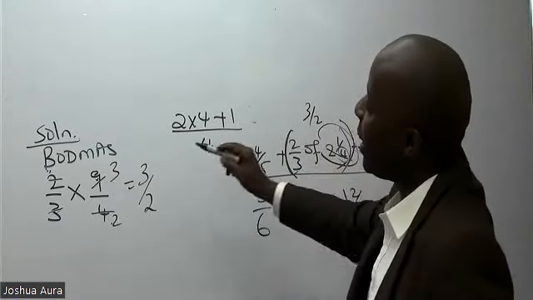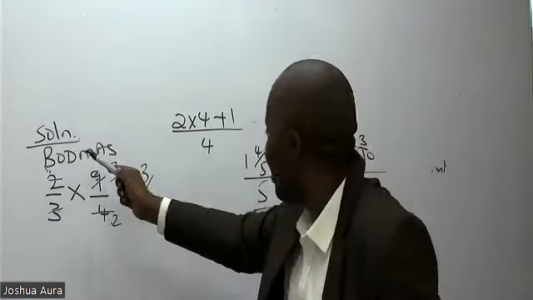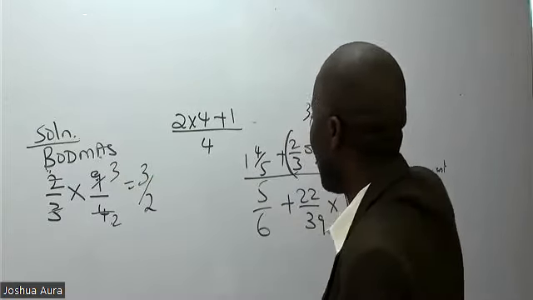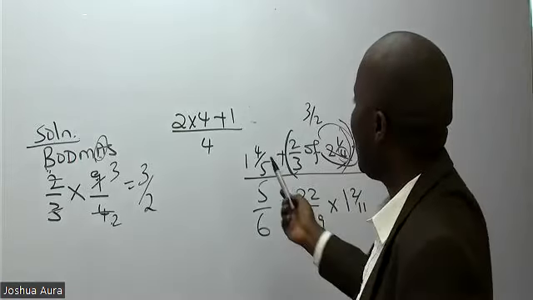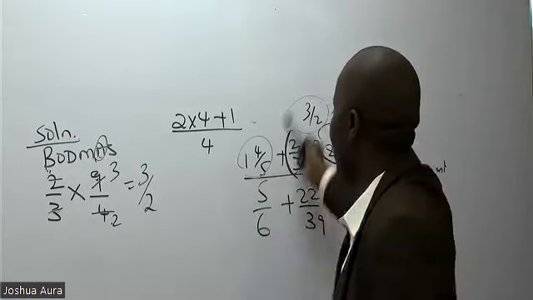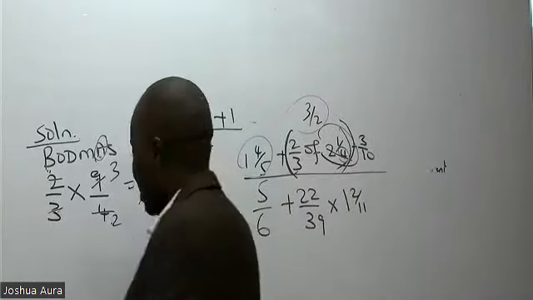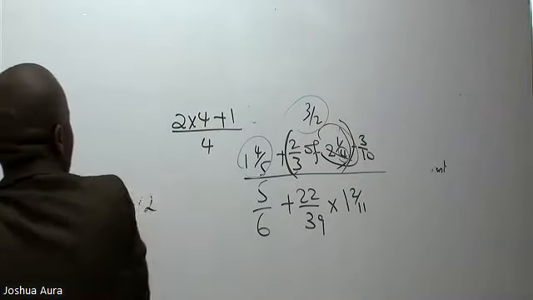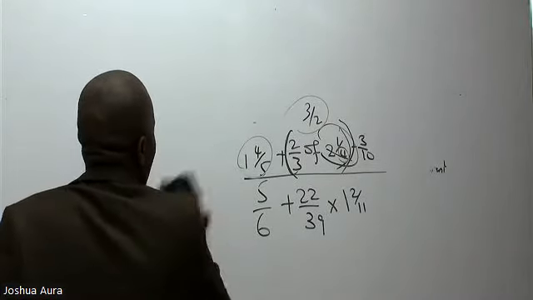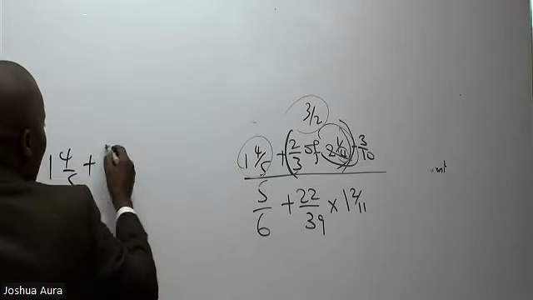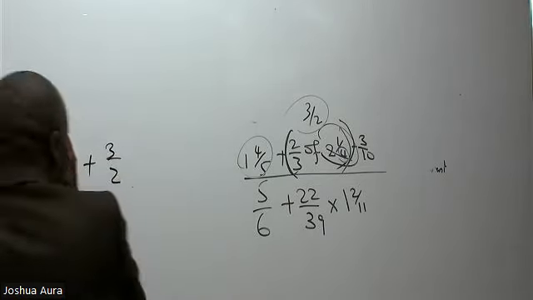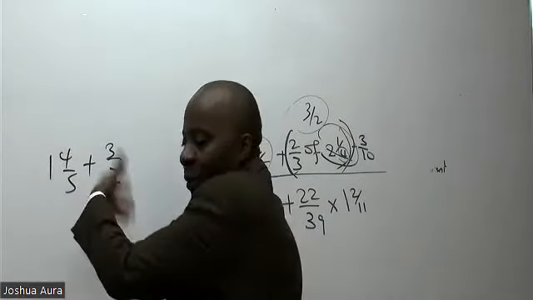So the next thing, because now I don't have multiplication here, will be for us to add. So what are we adding? We are taking this plus this. So we have this one, which is 1 4/5, plus that one, which is 3/2. So I'm adding. Remember, first of all, I have to change this to an improper fraction.